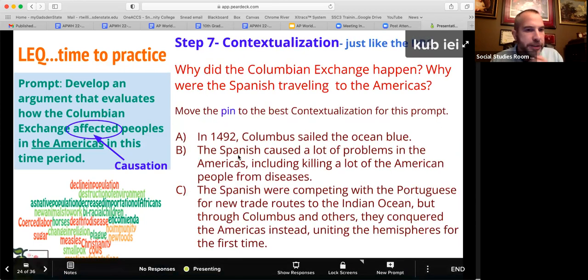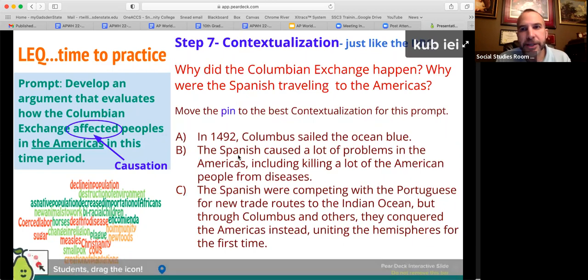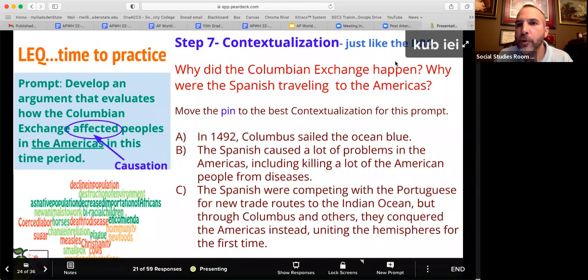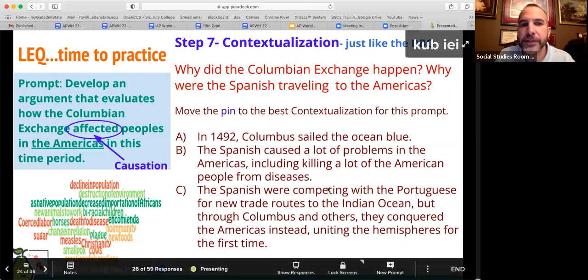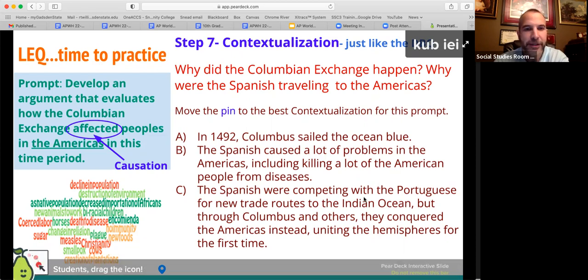Okay, let's move on now. Again, contextualization is how we want to introduce and begin this response, just like we already looked at with the DBQ. So let's think about how we would contextualize this. Why did the Columbian Exchange happen? Why were the Spanish traveling to the Americas? So which one of these do you think is the best contextualization for this particular prompt? Take a second, drag your pen and answer this one.